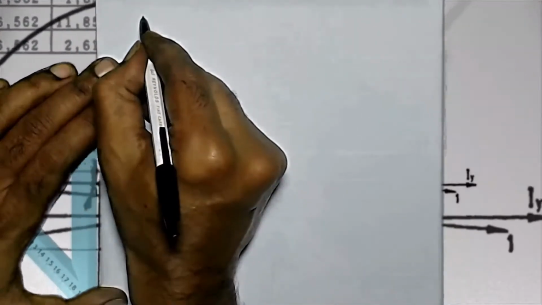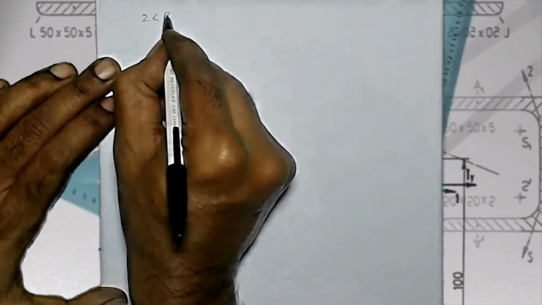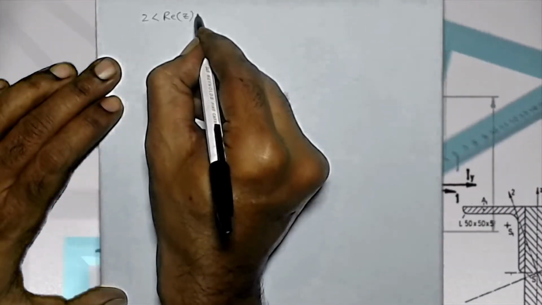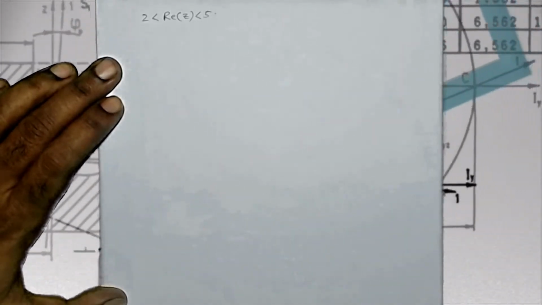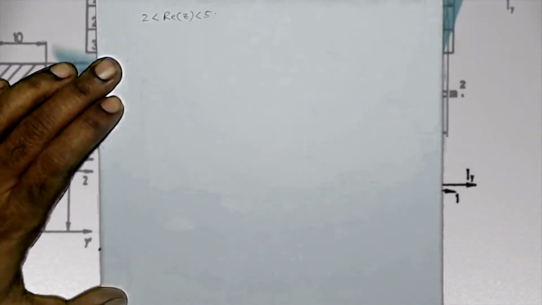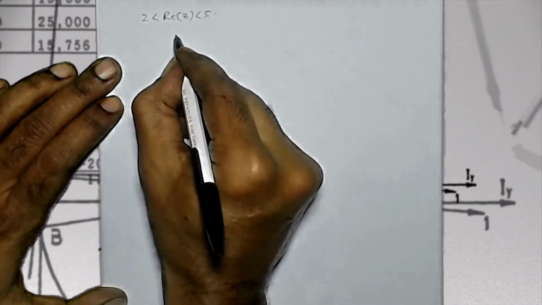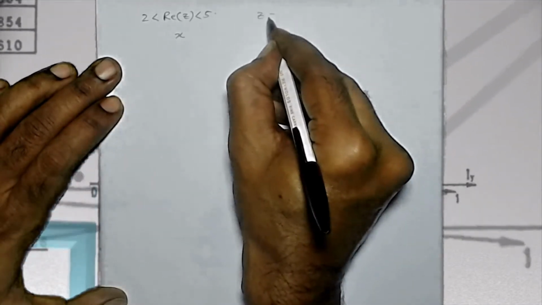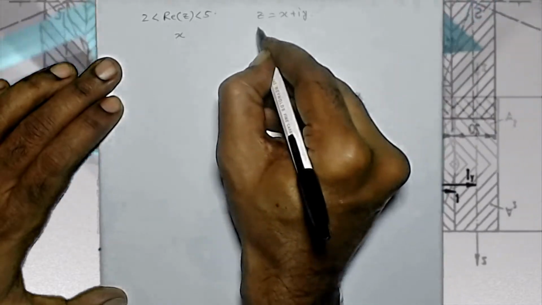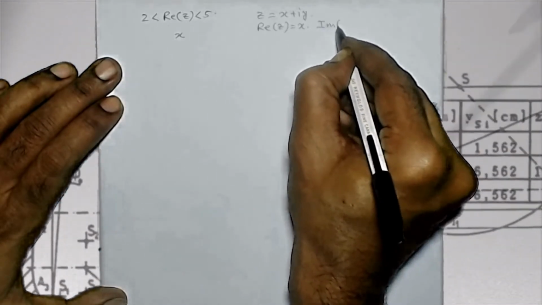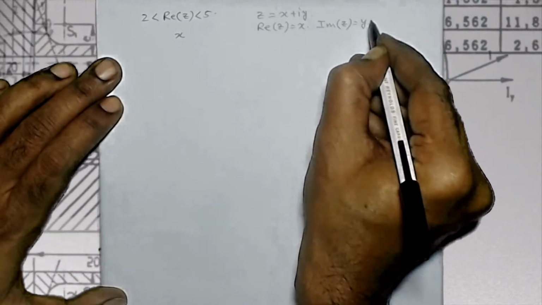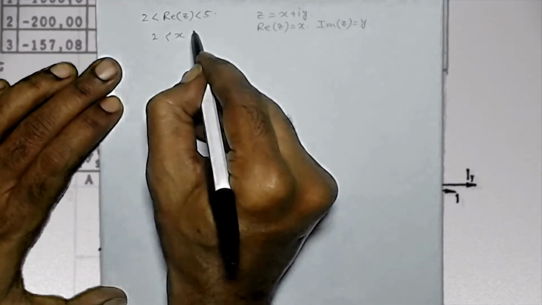Now, if I take an example like 2 is less than real part of z is less than 5. What do you mean by this? Interpret this result on a complex plane. Real part of z means nothing but x. If z is x plus iota y, then what is real part of z? That is nothing but x. And imaginary part, y. So real part is greater than 2, less than 5.